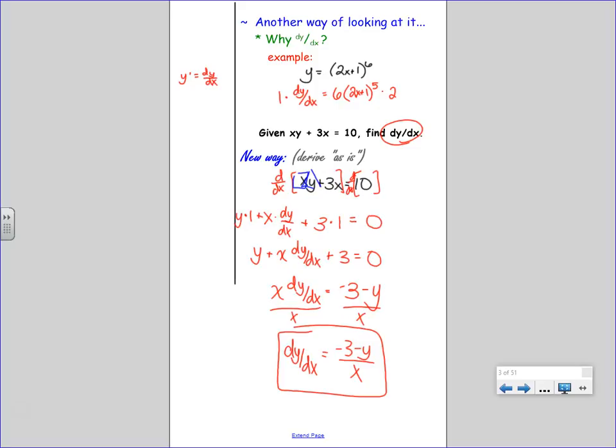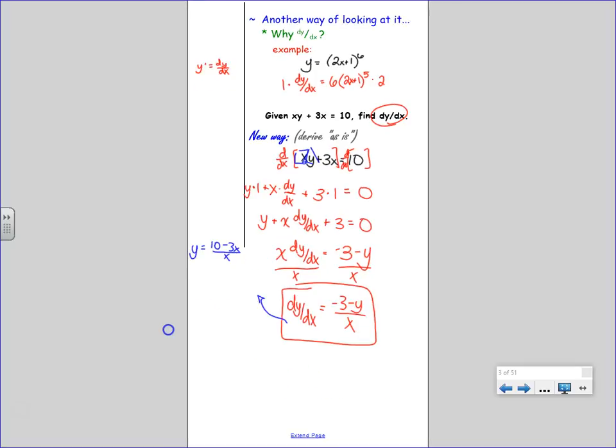It's hard to see exactly what's going on. But if I could, which is not always possible, with the nasty, more difficult ones, we couldn't get y by itself, so we would stop and say that's the best we can do. But with this one, since we could get y alone, and we did, what did we get? 10 minus 3x over x, and we did some simplifying.